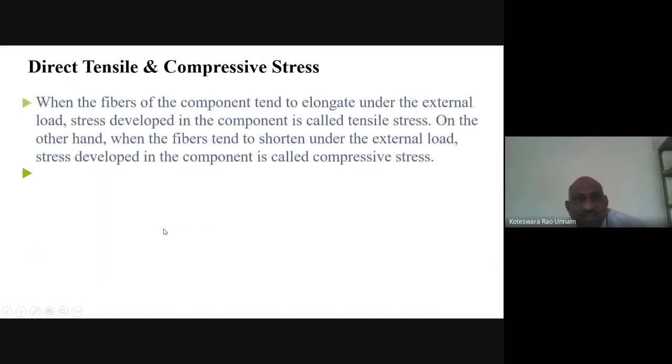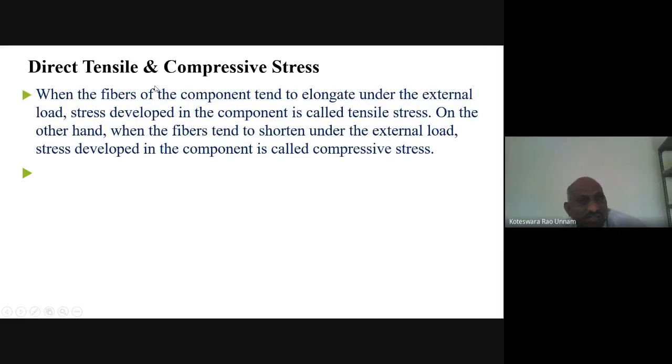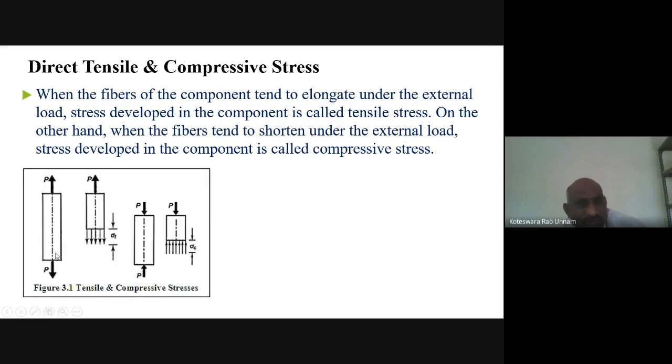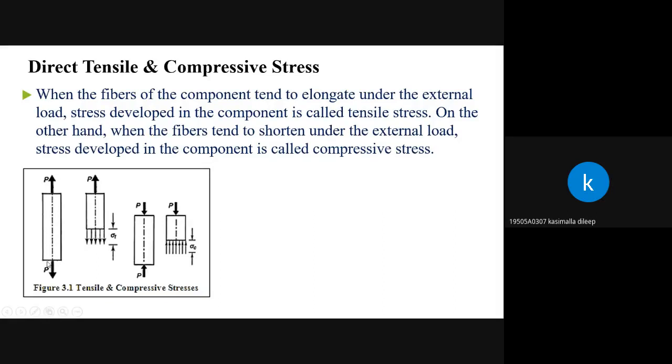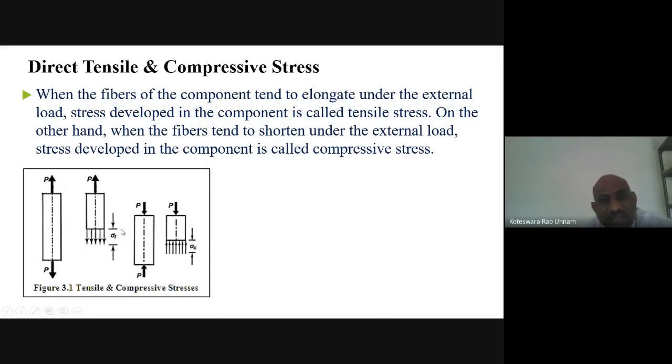The first kind of simple stress is direct tensile or direct compressive stress. A component can be subjected to a tensile force like this, or a compressive force like this. Tensile and compressive stresses are normal stresses. Because of tensile stress, the specimen length will increase, and because of compressive stress, the component length will decrease. When the length is increasing, we call it tensile. When the length is decreasing, we call it compressive.